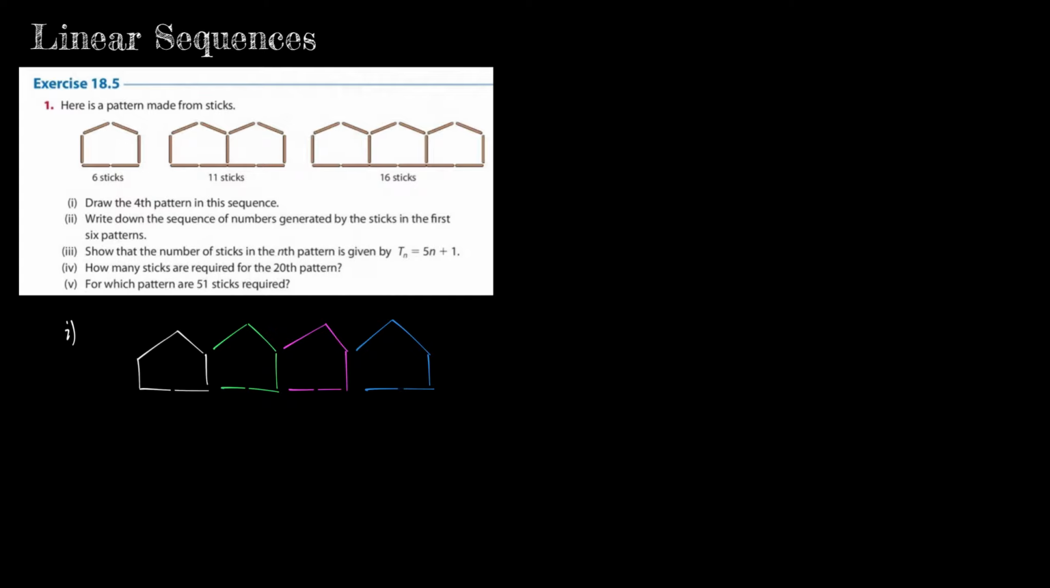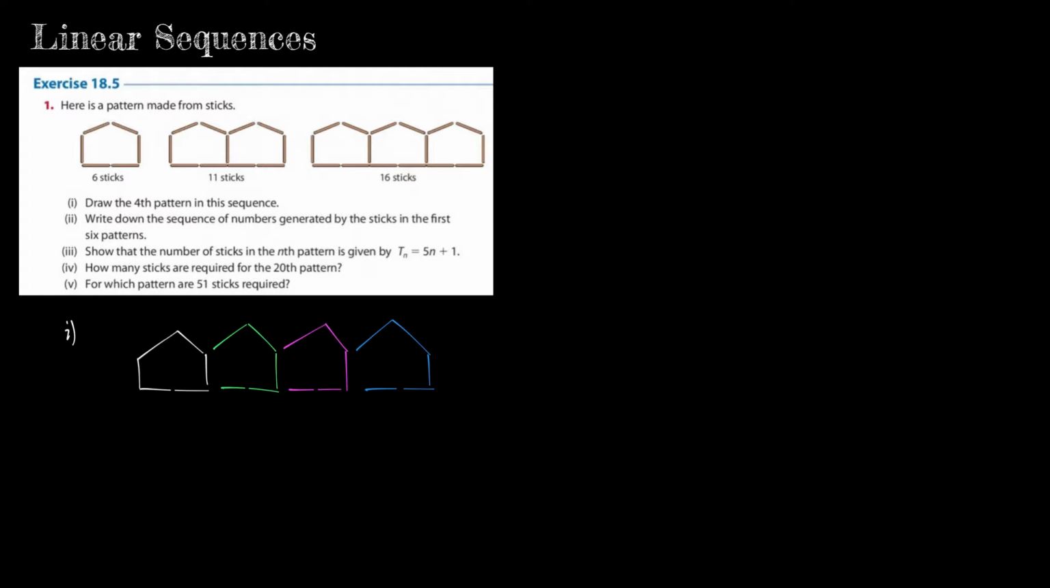So it's growing each step by 1, 2, 3, 4, 5. So it's going from 6 to 11 because it's grown by 5. There's 5 extra, 1, 2, 3, 4, and 5. It's going from 11 to 16 because it's going by 1, 2, 3, 4, 5. So we can see that it's growing each time by 5. So I'm just going to draw on the next stage.